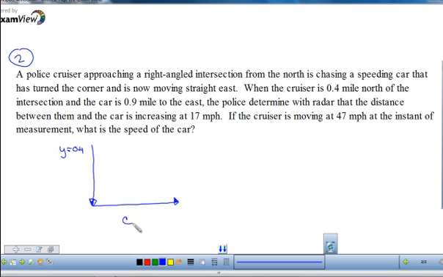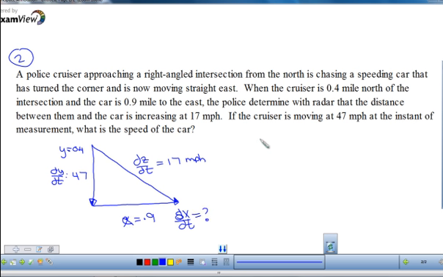and the car is at point 9 to the east, the police determine with radar that the distance between them and the car is increasing. So dz/dt is increasing at 17 miles per hour. If the cruiser is moving at 47 miles per hour at the instant of measurement, what is the speed of the car? So we're trying to find dx/dt. Call that x.